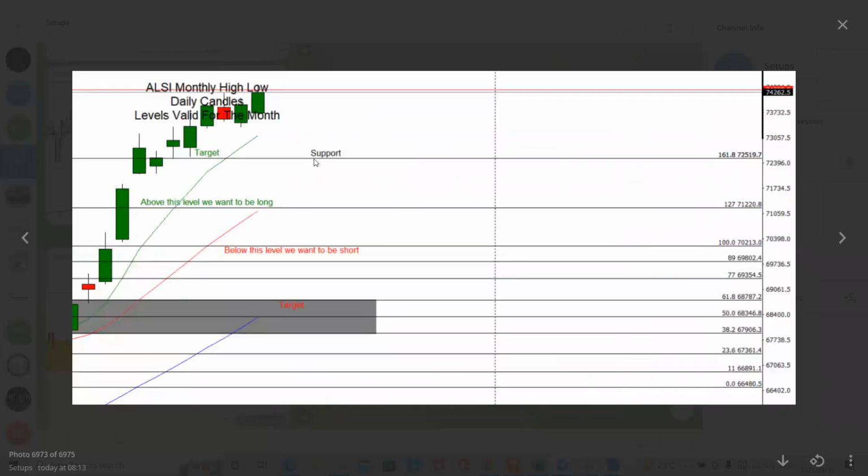On the Aussie monthly high-low, it's way too high up for the levels, so we need to wait for a moving average crossover before we look for anything there.